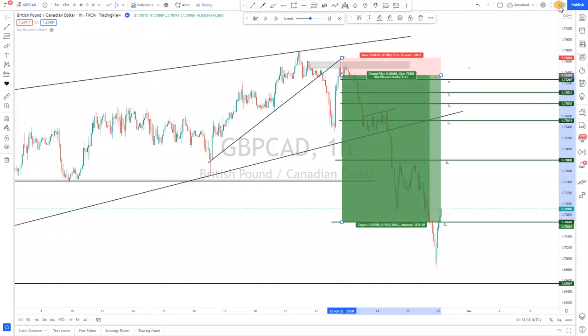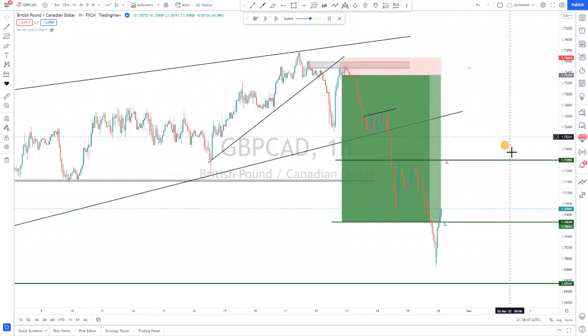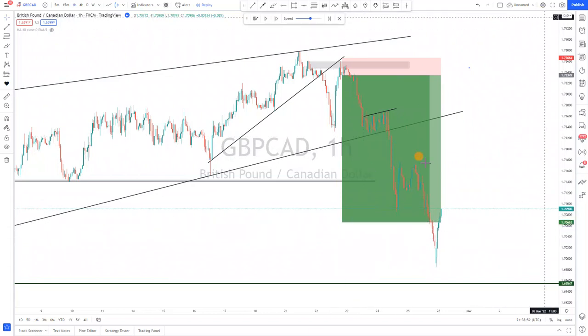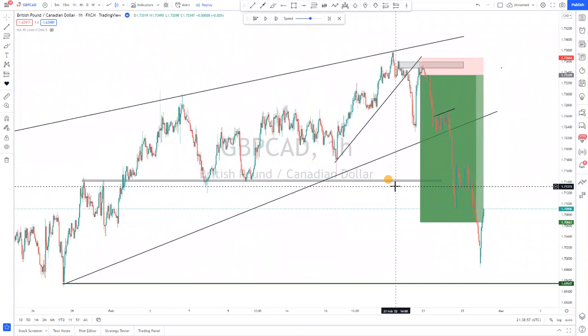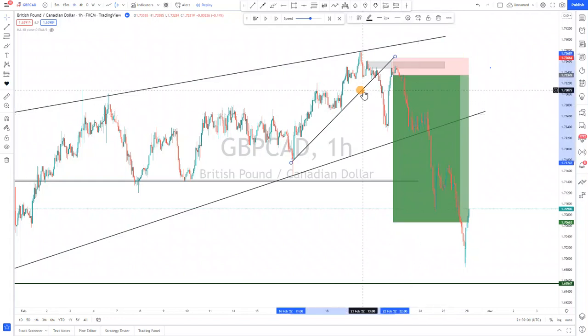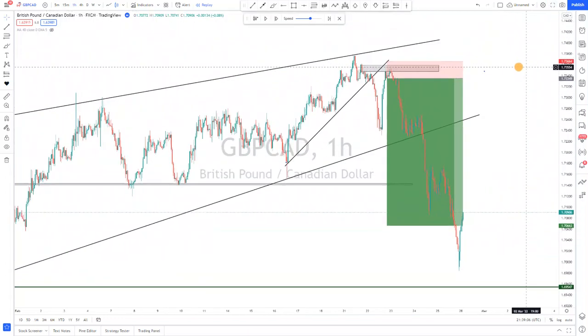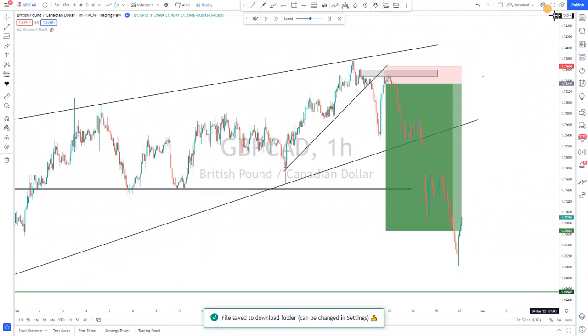So as soon as the price takes me out here, I remove everything. See how beautiful this was. As soon as price takes me out, you wanna take another screenshot.